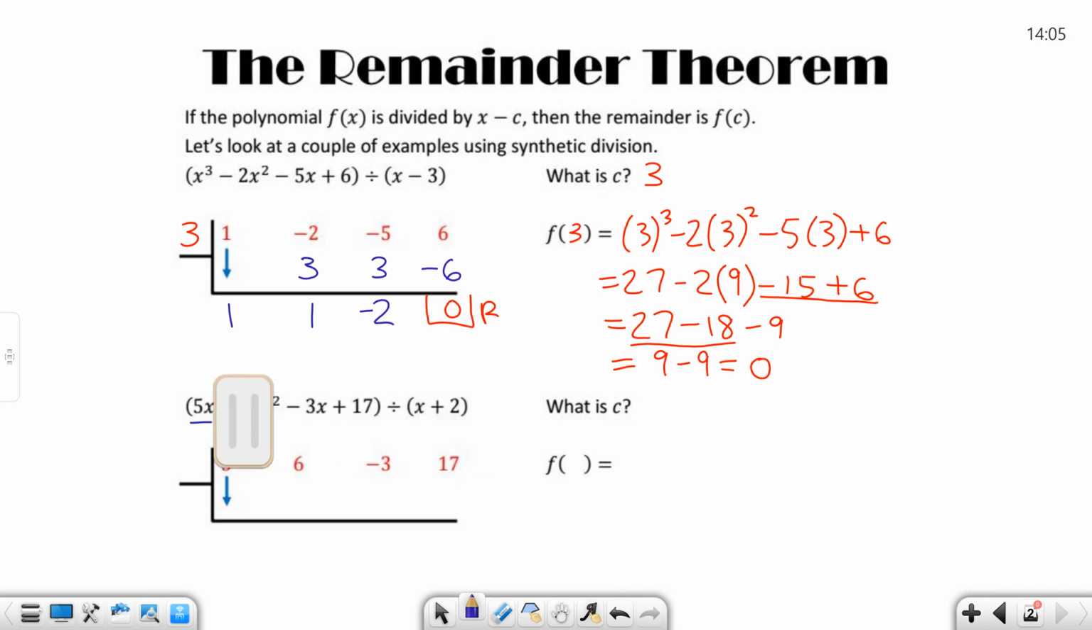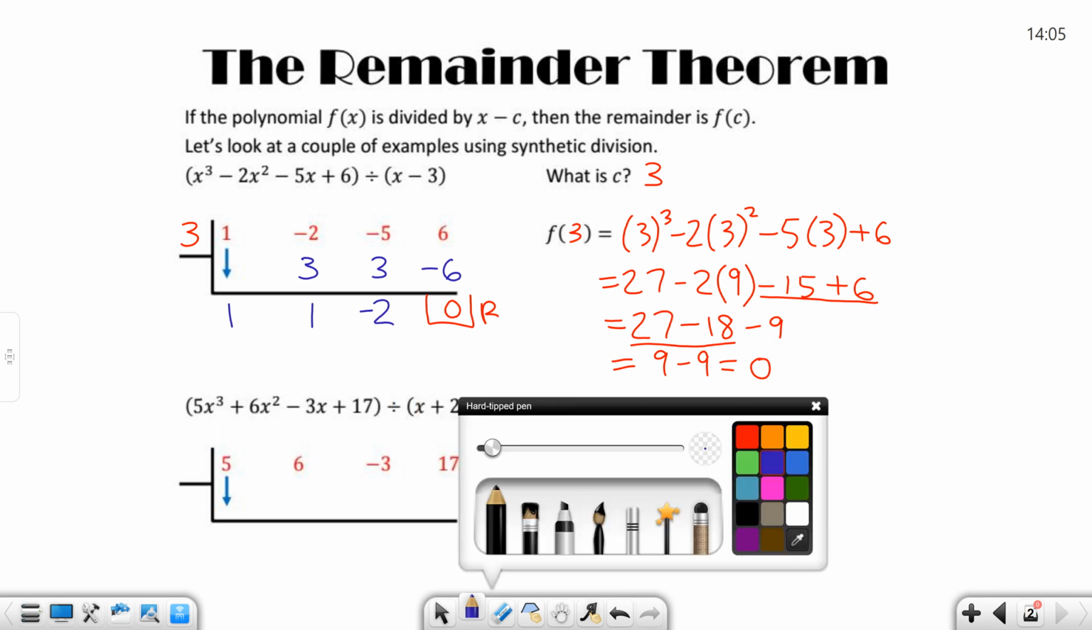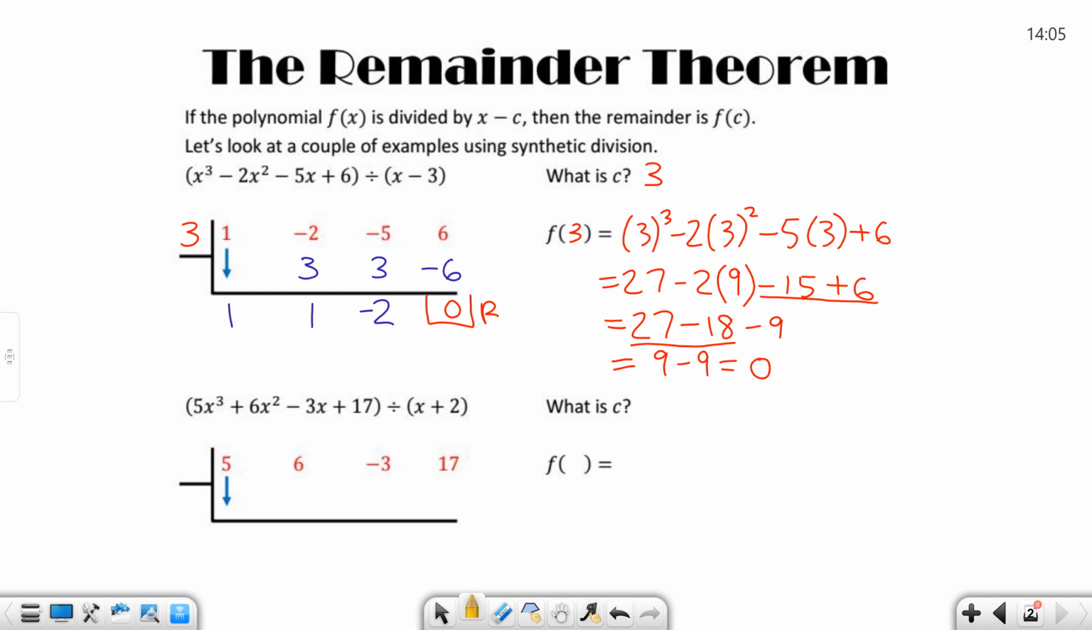Okay? So here, if that's the case, what is my c? My c here is the opposite of that, which is what? Negative 2. So then f of negative 2, and over here, negative 2 on the porch, okay, or the balcony, all right? So those two things are the same. You don't have to find both. I'm just showing you here that they're the same thing, okay? So then f of negative 2, let's just go through and find it, even though if I was doing synthetic division to find the remainder, I wouldn't worry about this part.